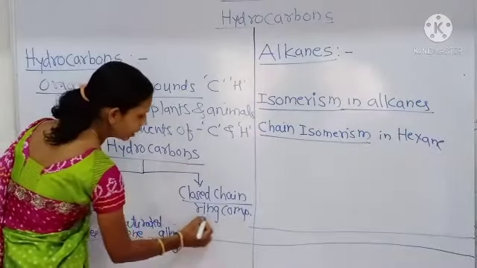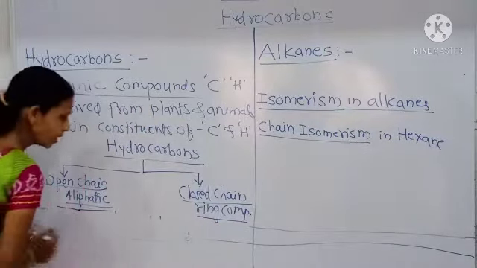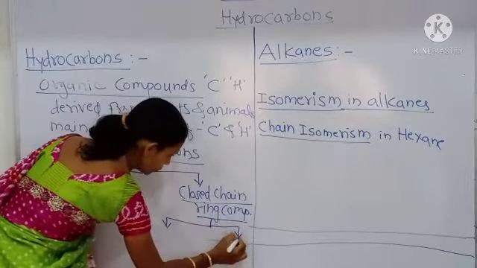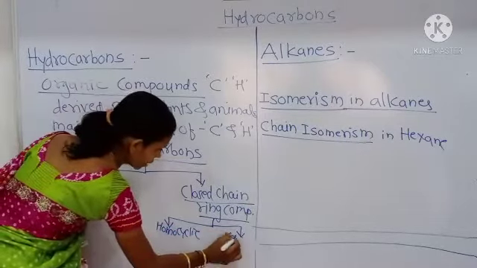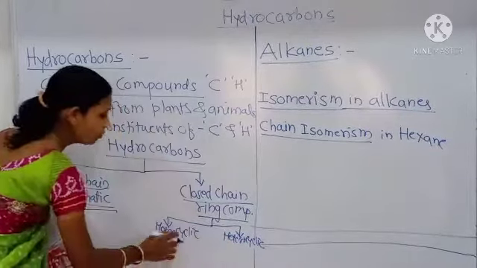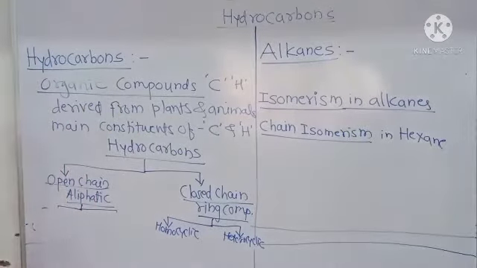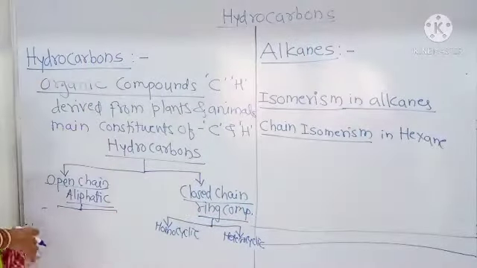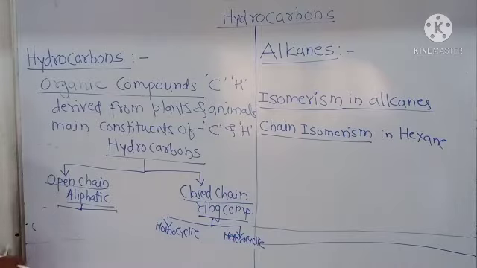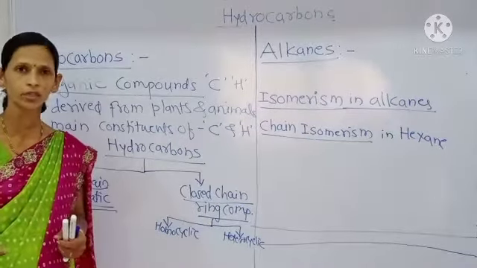Then closed chain ring compounds are also classified into two categories: homocyclic ring compounds and heterocyclic ring compounds. Again, homocyclic and heterocyclic both are classified into two categories, that is, alicyclic organic compounds and aromatic organic compounds. All of you studied alicyclic and aromatic compounds in detail. That means hydrocarbons are of different types: alkanes, alkenes, alkynes, and ring compounds in which homocyclic and heterocyclic compounds are there.